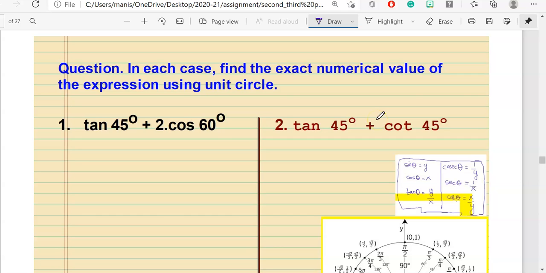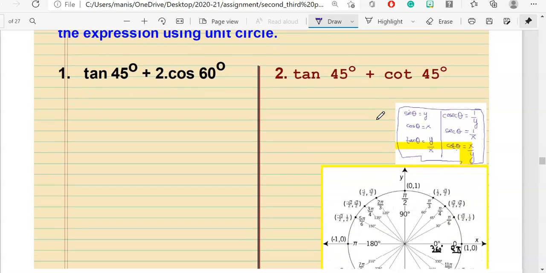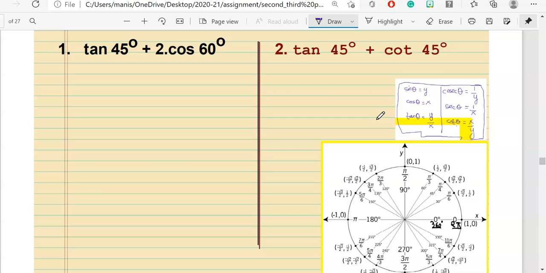Alright, welcome back to session 2 of unit circle. This is your part 2. Our question says, in each case find the exact numerical value of the expression using unit circle. Do keep in mind we are not using a calculator, we are using a unit circle, so you have to show your work using this circle. So let's start over here.